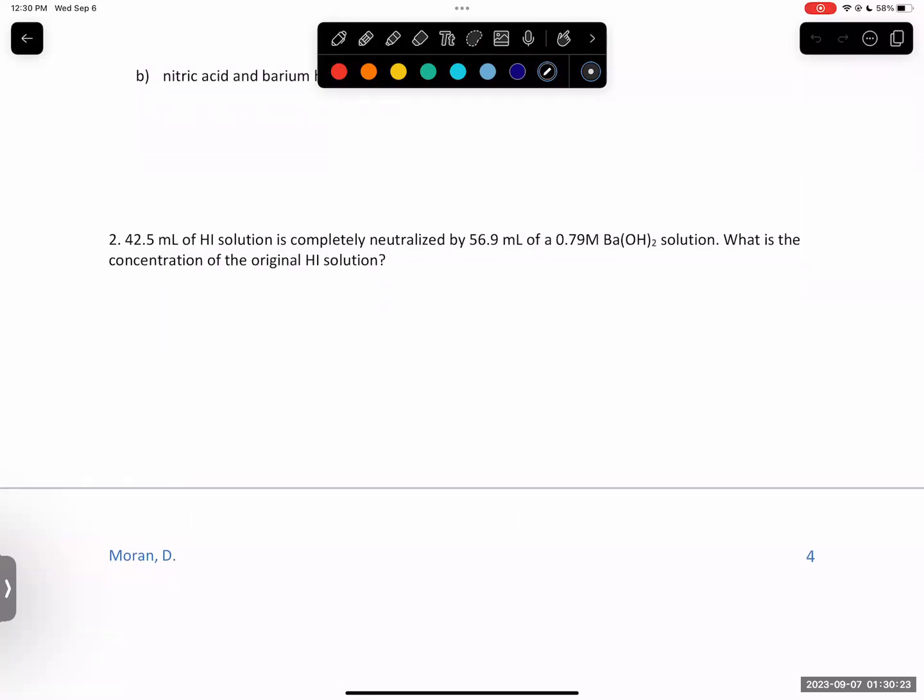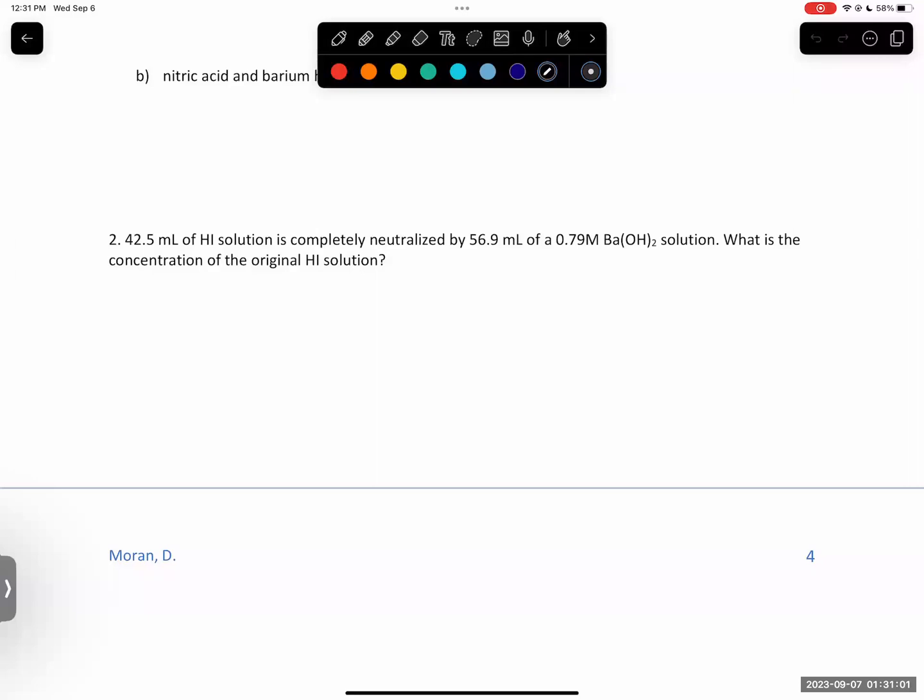So 42.5 mL of HI, hydroiodic acid, is completely neutralized by 56.9 mL of a 0.79 molar barium hydroxide solution. What is the concentration of the original hydroiodic acid solution? So at first glance, you might be like, what do I do? How many of y'all are like that? Don't worry, I was once in your shoes. It's asking for the concentration of the original HI solution.